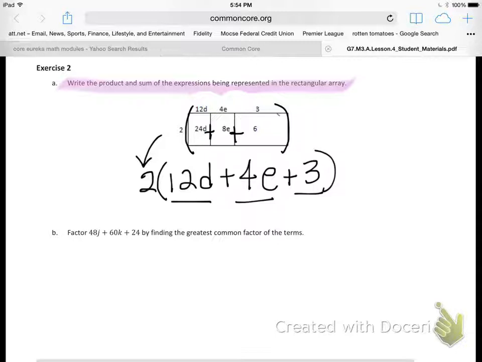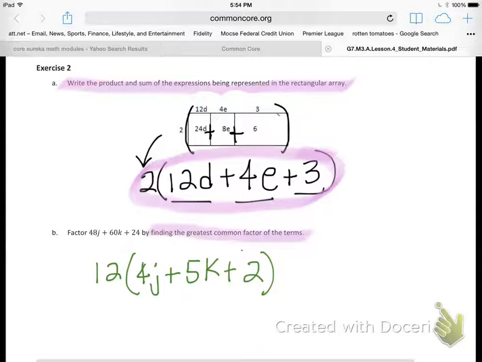Okay, and then this next one here just asks you to go ahead and factor 48j plus 60k plus 24 by finding the greatest common factor of the terms, which we've been doing. So go ahead and do that, and you're going to write that expression in this form right here. And that's what you do when you factor.